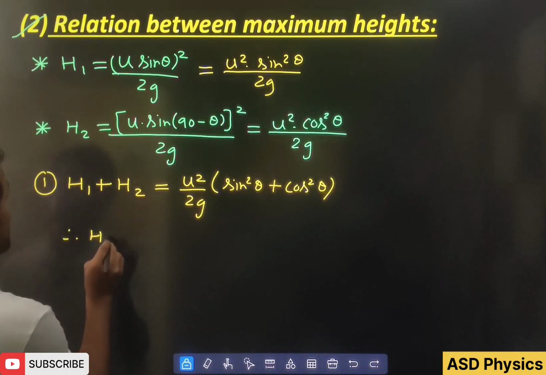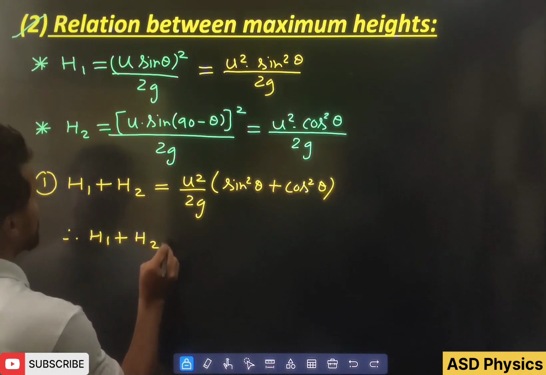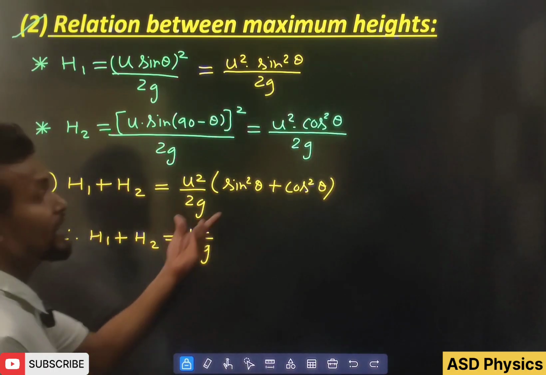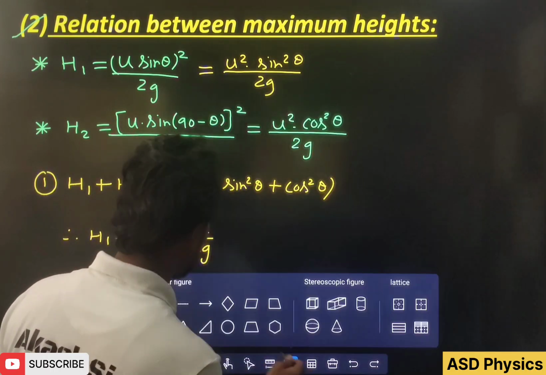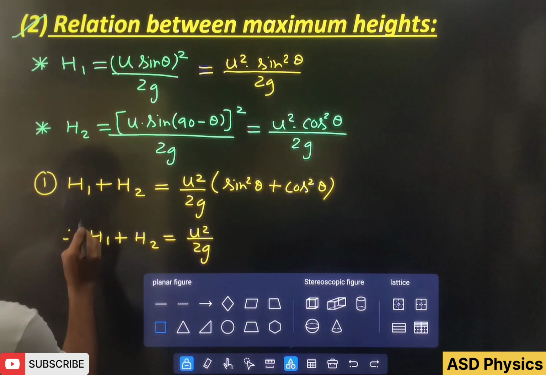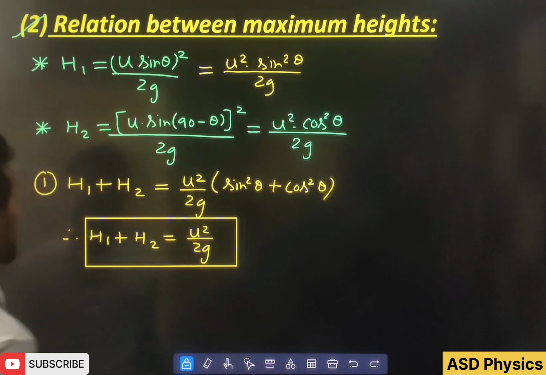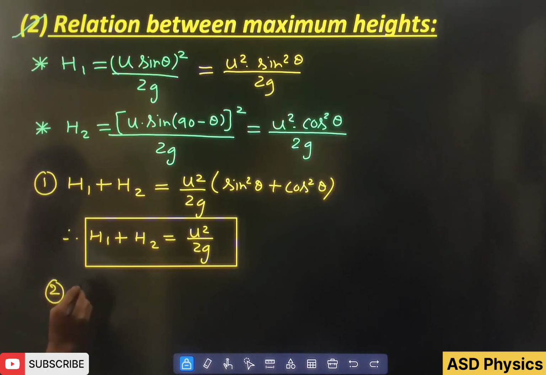That means I can write here h1 plus h2 is equal to u square by 2g. Why? Because sine square theta plus cos square theta, how much? 1, is it? So this is one of the identities we have got. Now, after that, students, if I talk about the second one, just divide both of them. So what is h1 by h2? You can see very well.